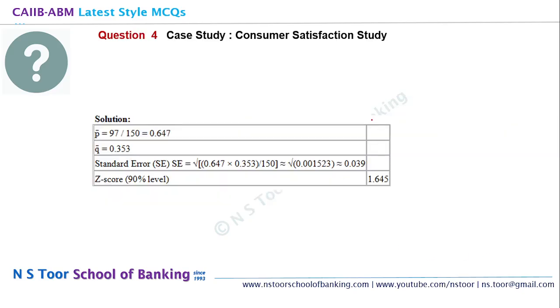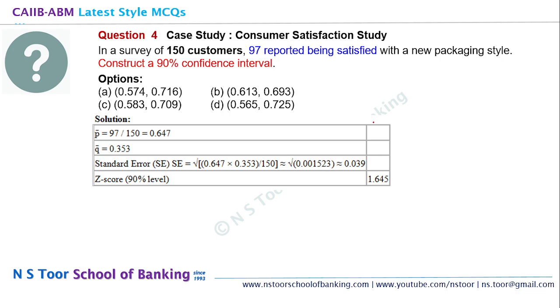Next question. Now we will go for consumer satisfaction study. A survey of 150 customers, 97 reported being satisfied with a new packaging style. Construct 90% confidence interval. वेरी सिंपल क्वेश्चन.